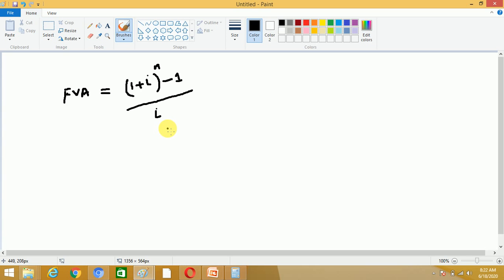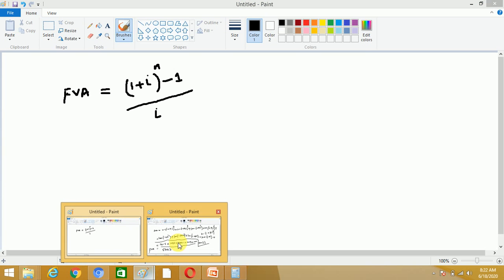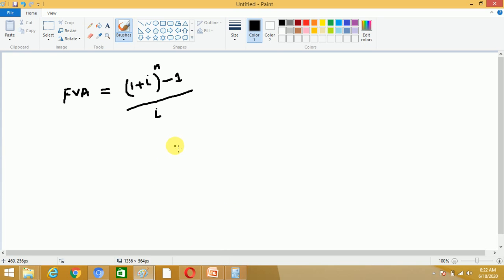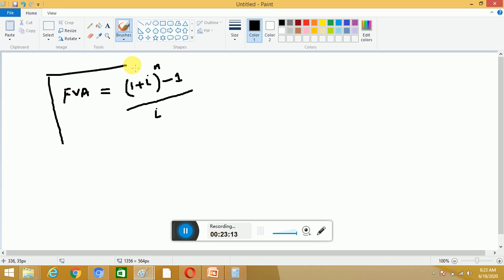One formula replaces a lot of combinations of terms. It was difficult: 1 plus I power 5 minus 1, then 5 minus 2, then 5 minus 3, and so on. But this formula is very easy: 1 plus I, whole power n, minus 1, and whole divided by I. With the help of this formula, we can easily calculate the future value of annuity. In the next class, I will solve one problem on that, so it will be much clearer to you. For today it is enough.